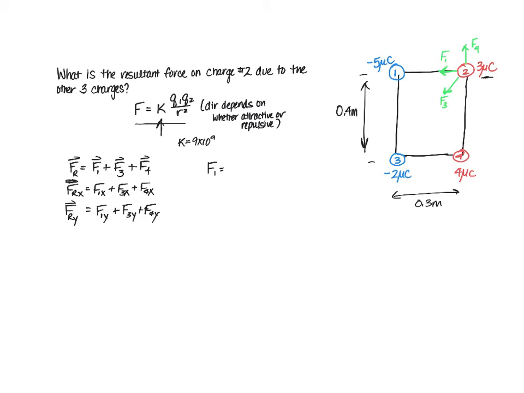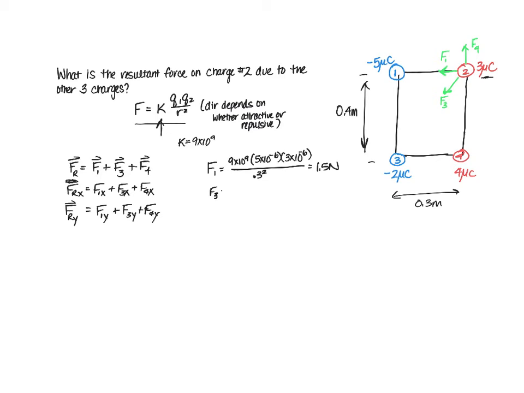So for force 1, I'm going to use K, so 9 times 10 to the 9th, then times charge number 1 times charge number 2. So I'm going to do 5 microcoulombs. A microcoulomb is 10 to the minus 6, times 3 microcoulombs, and then the distance between them is 0.3 meters squared. And so when I calculate that out, that ends up to be a force of 1.5 newtons. So now I know how big it is.